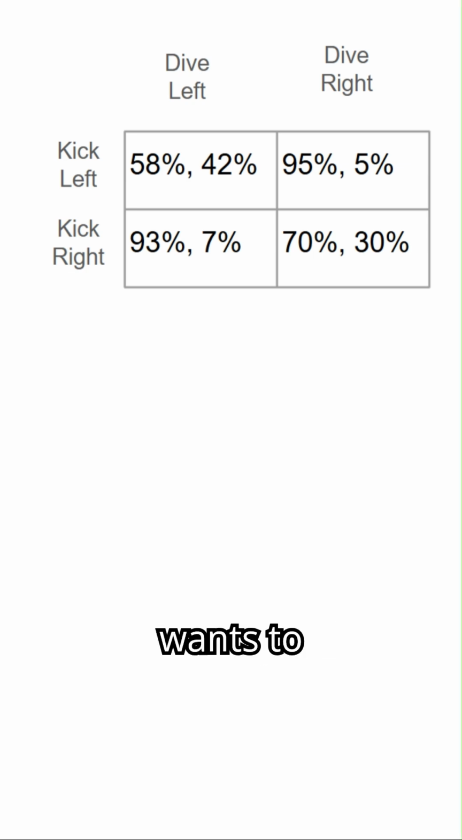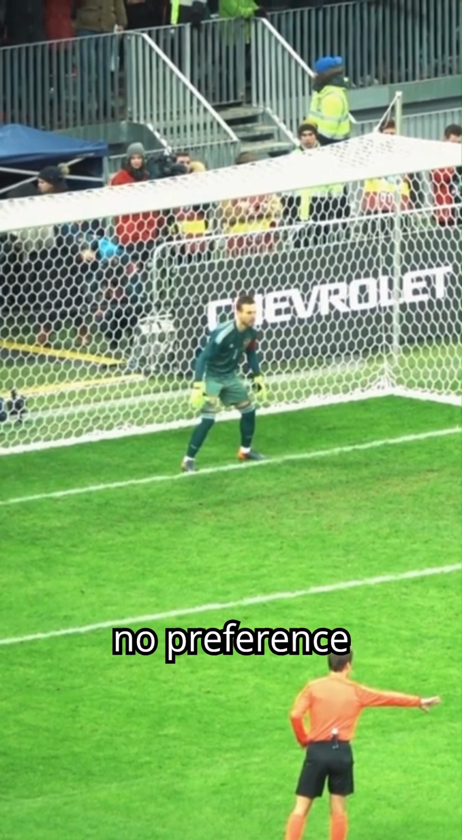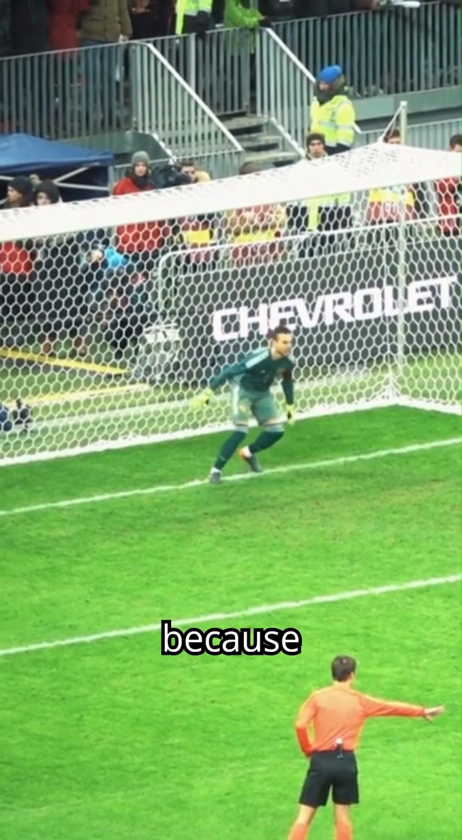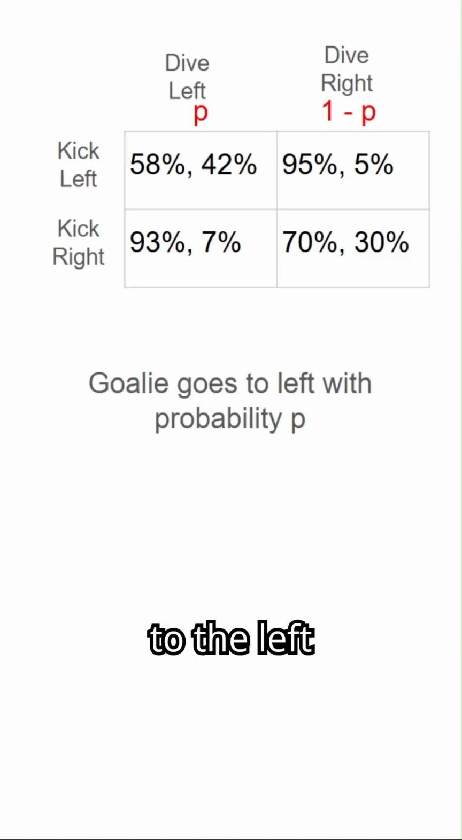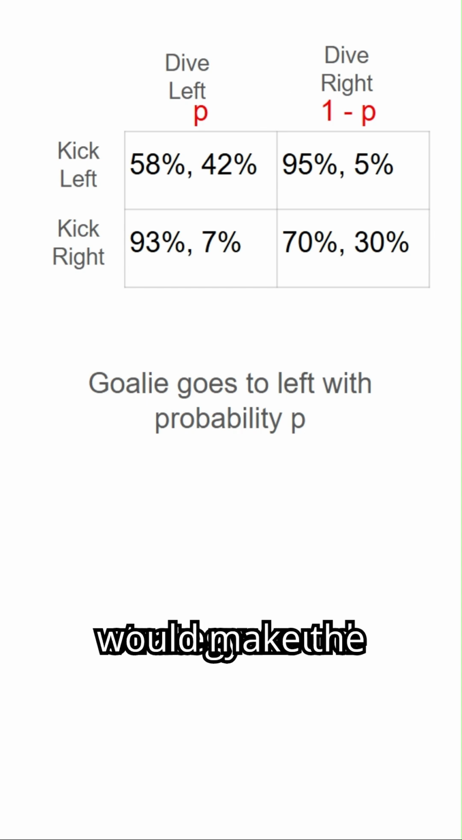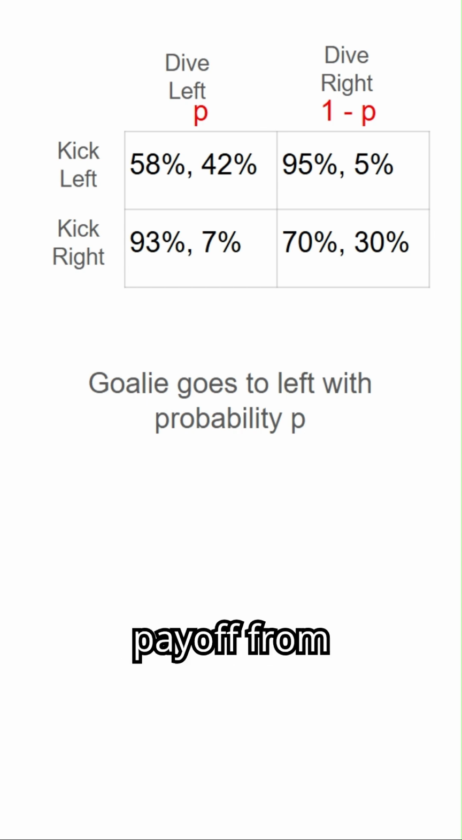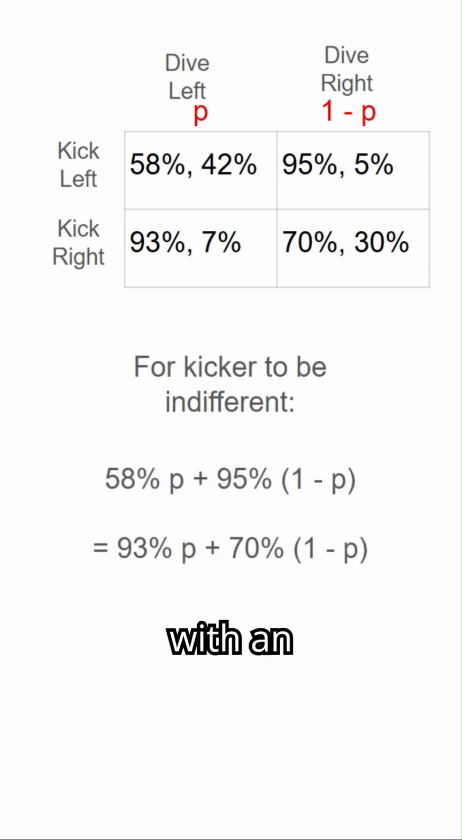Now, the goalie wants to ensure that the kicker has no preference between the two sides, because otherwise the kicker could exploit that. Suppose the goalie dives to the left with a probability of P and to the right with a probability of 1 minus P. This strategy would make the kicker indifferent between shooting left or right if the expected payoff from both choices is the same. We can express this condition with an equation.